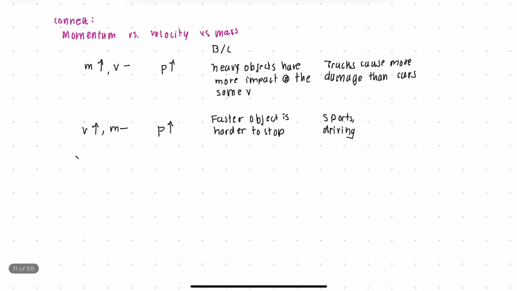So, for example, think about sports and also driving. Let's say that we double v and we double m. This will mean that p will increase 4 times. This is because momentum scales multiplicatively.